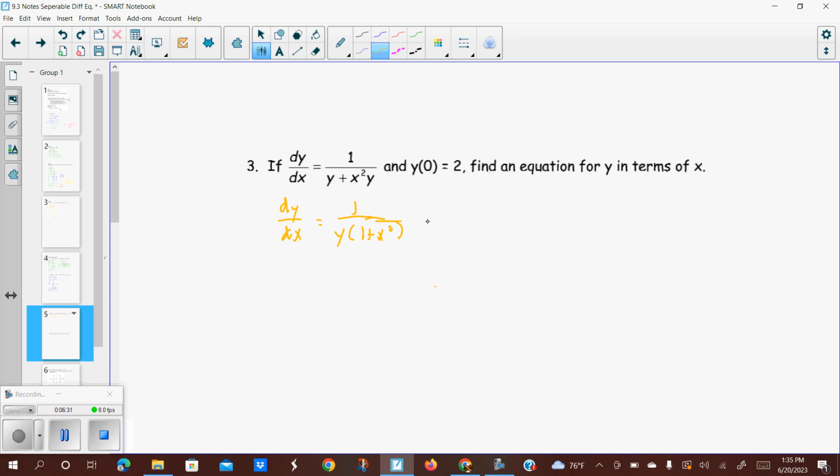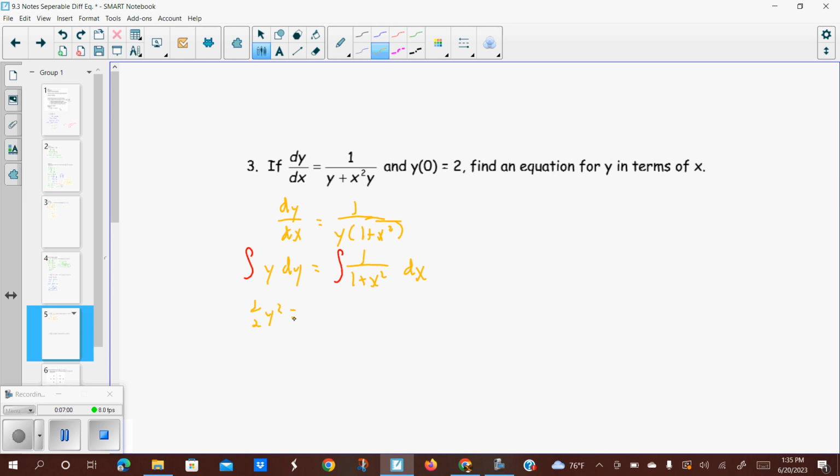Now these things can be separated. I can multiply the y to the left and multiply the dx to the right. So we should get y dy equals 1 over 1 plus x squared dx. We can now integrate, take antiderivatives. So the left-hand side should just be 1/2 y squared.